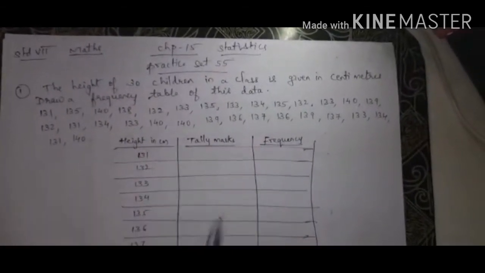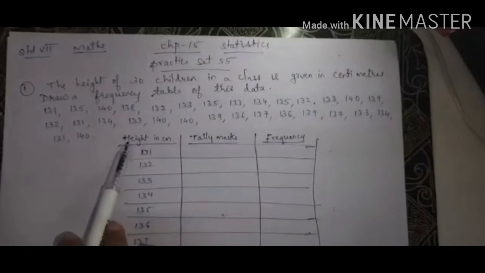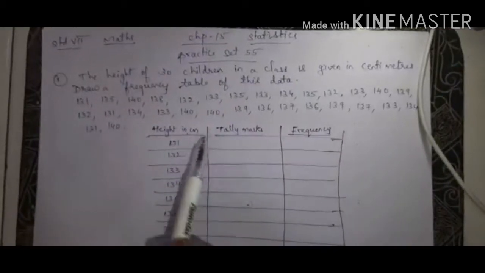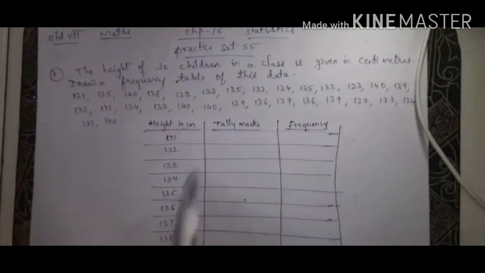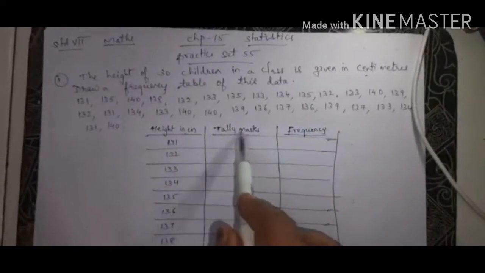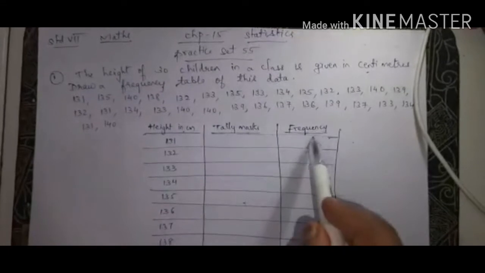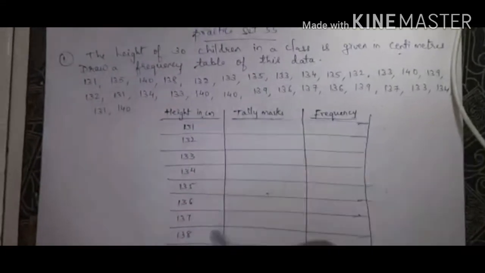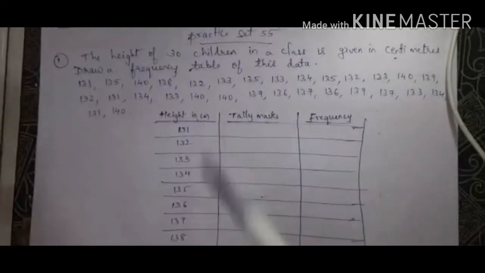So we have to make 3 columns like this. The first column will be the height in centimeters. The second column will be the tally marks, and the last one will be the frequency. Make these 3 columns for the table.